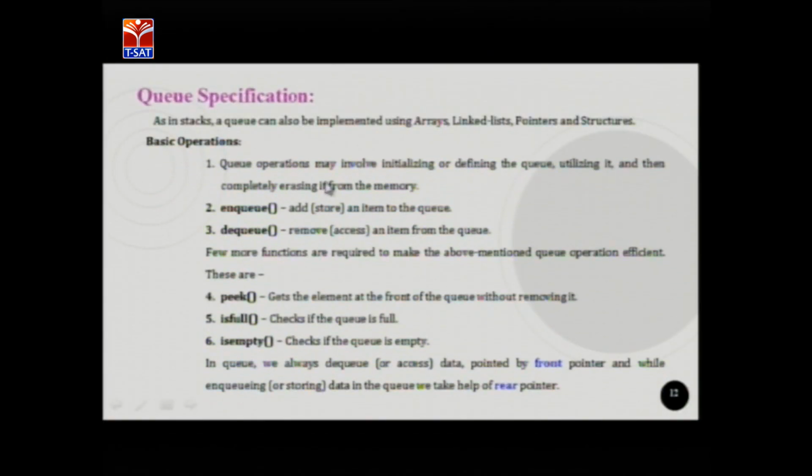The basic operations of the queue: first of all we have to create the queue by defining the size, because the queue is also implemented by using arrays or linked lists. The next operation is enqueue, that is the insertion of an element into the queue. If we wish to add an element into the queue, we need to call the enqueue operation, and if we wish to delete an element from the queue, we have to call the dequeue operation.